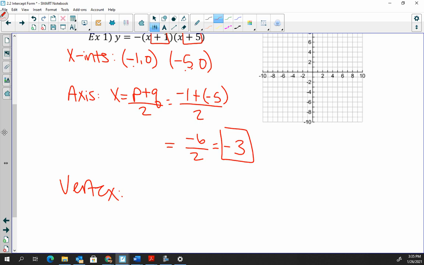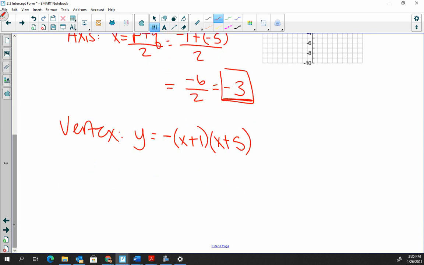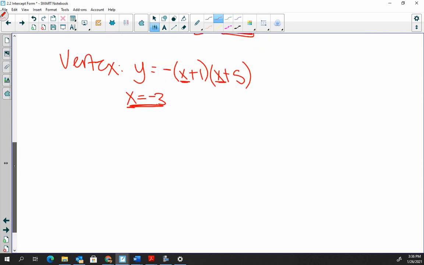So to get the vertex, it's just like we were in standard form. I'm going to take the axis of symmetry, which I found right here, and plug it back into my original equation. My original equation is y equals negative times x plus 1 times x plus 5. Okay, and I am plugging in x equals negative 3. I'm going to replace x with a negative 3 because that's the axis of symmetry that I found. So let's see what it ends up being.